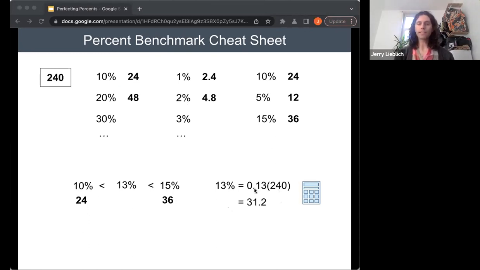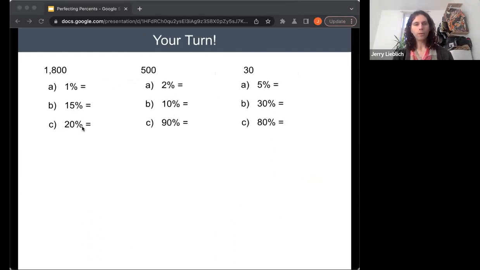Remember before I said that it was so important to know how to express a percent as a decimal. This is why. If we do 0.13 times 240, that gets us our exact answer. So I want you to try to estimate as many as you can. The ones you can't, put in your calculator. I'll give you a few minutes for this, and then we'll check them together.